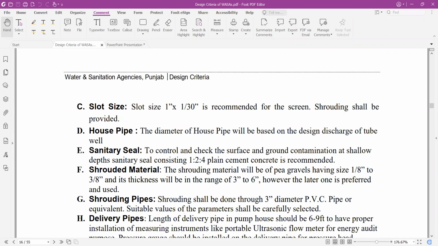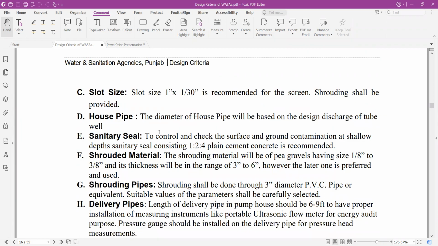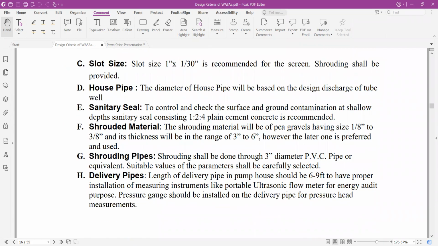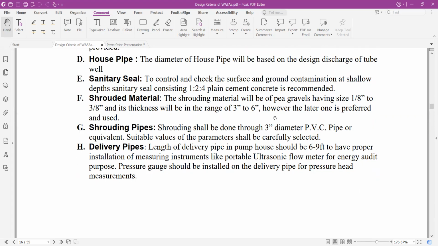House pipe, or the rising main, is basically the same thing: the rising main is the house pipe. The diameter of the house pipe will be based on the design discharge of the tube well. So depending upon the demand, we provide a pump, and based on that we provide the rising main in order to suck the water and then provide it into the system. Sanitary seal is provided to control and check the surface and ground contamination at shallow depths. Sanitary seal consists of mostly 1:2:4 plain concrete. So as I have shown you, the sanitary seal is provided at the upper end at the side of the casing.